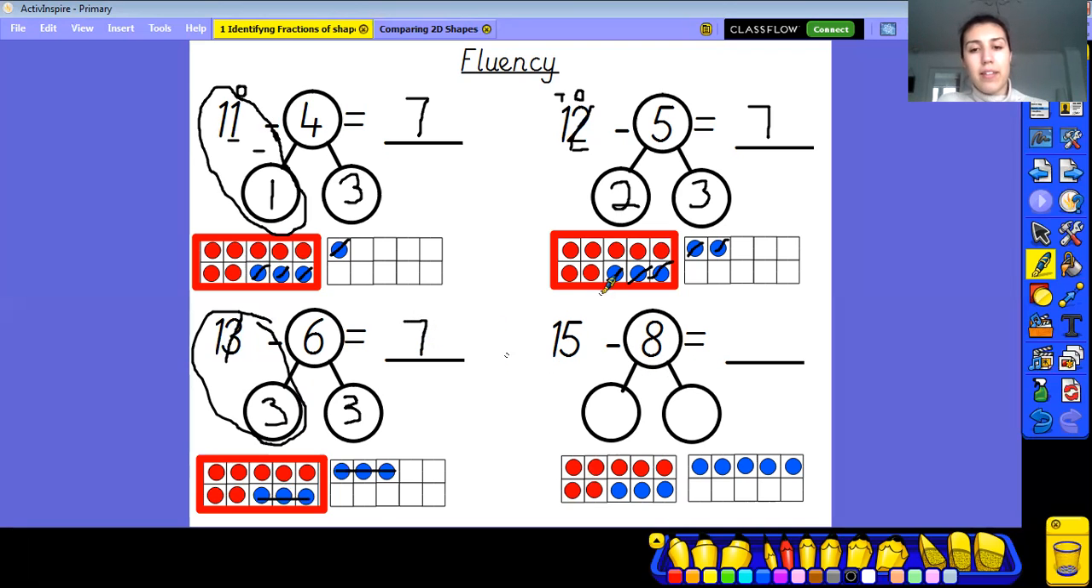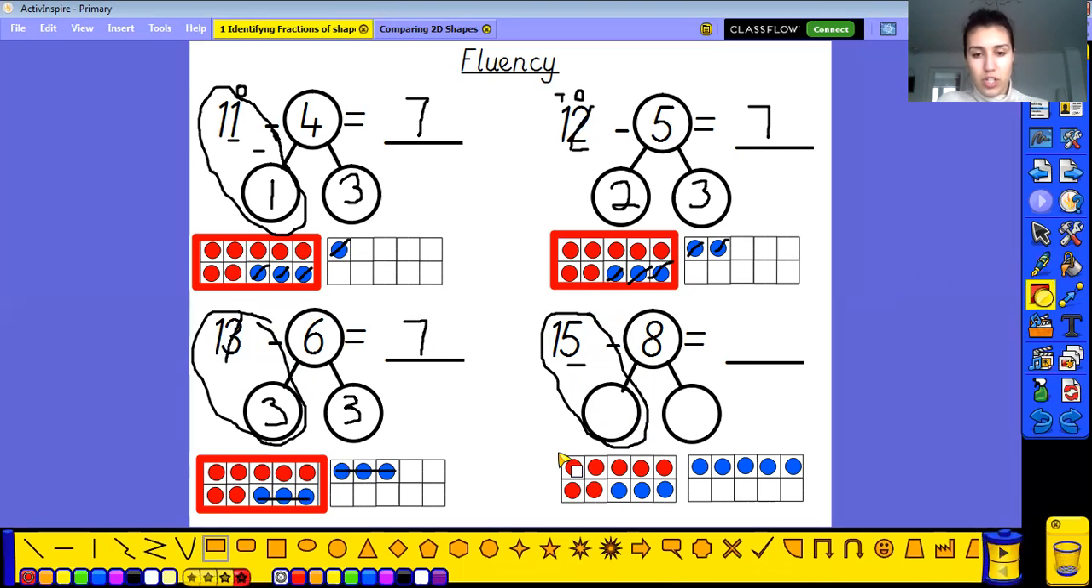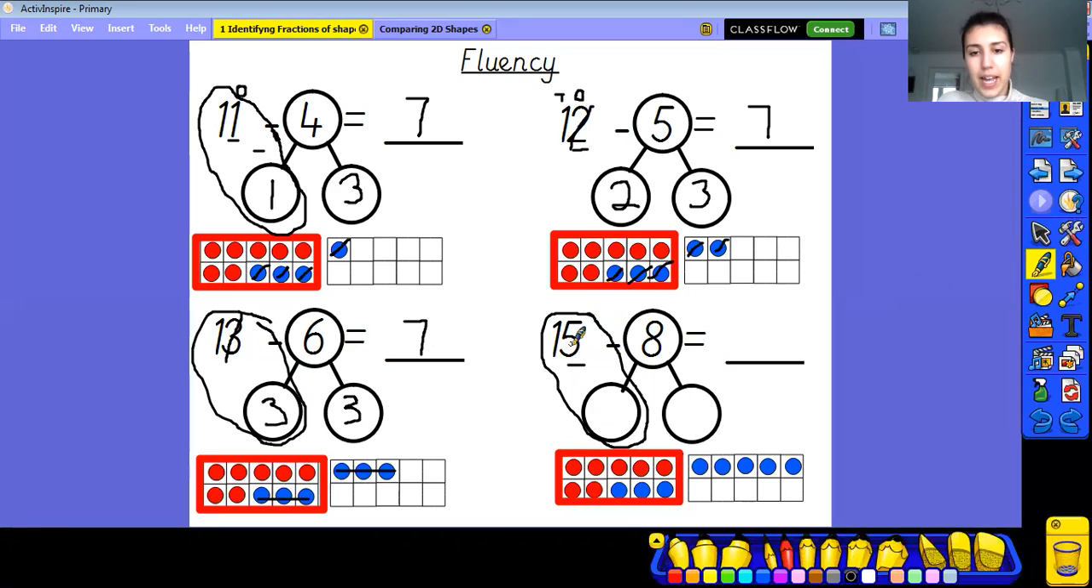Let's have a look at this one then. So 15 take away 8. So I'm starting with 15. How many ones do I need to subtract from 15 to leave me with just my full 10? Well, you can see that it's got 5 ones, so I need to take away these 5 ones that are in 15 to leave me with that whole 10. So I'm going to do 15, take away 5 first, because I know that leaves me with 10.